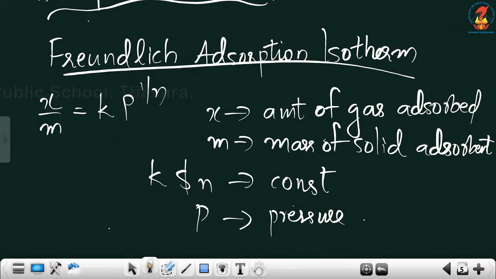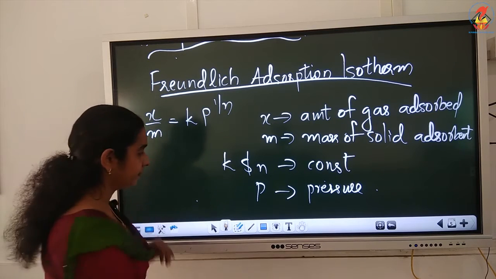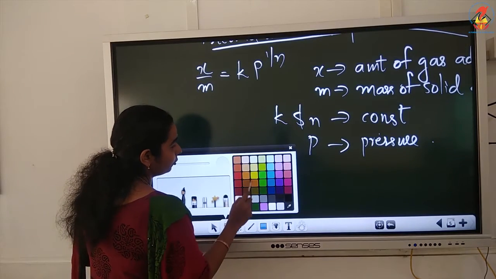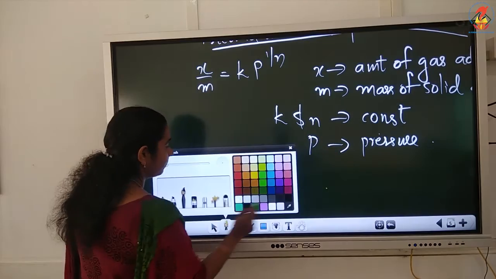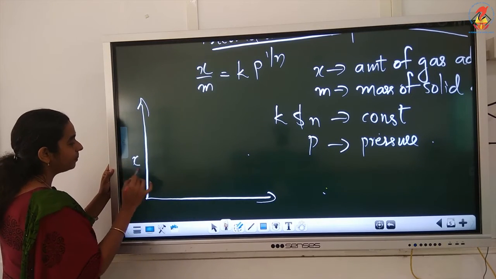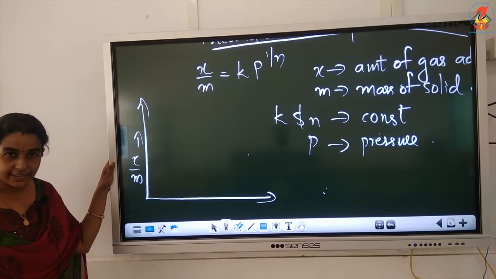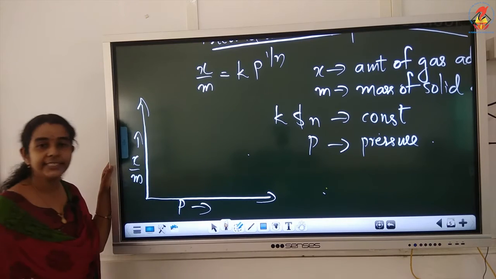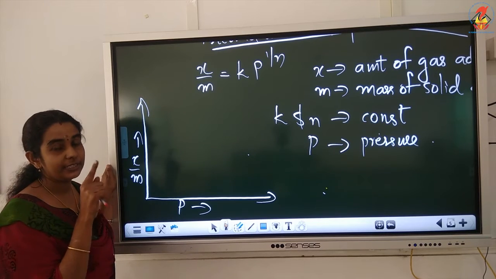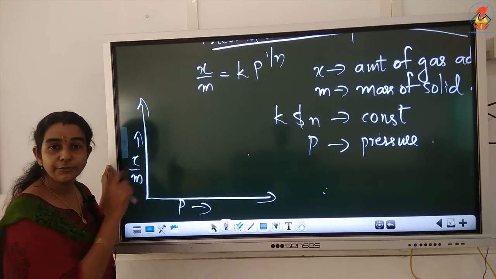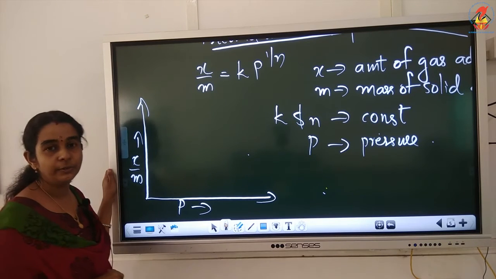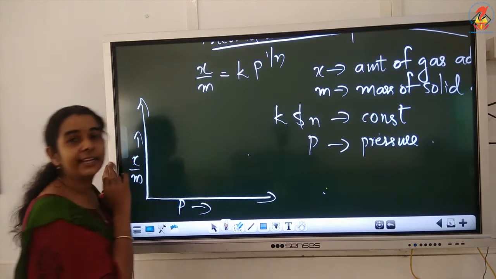Now I am going to plot an adsorption isotherm. To plot or to draw an adsorption isotherm, I am taking x by m along the y-axis and pressure along the x-axis. So first I am going to draw an isotherm. We said that to study the effect of pressure, temperature must be kept constant. So first I am going to draw an isotherm at 150 Kelvin.